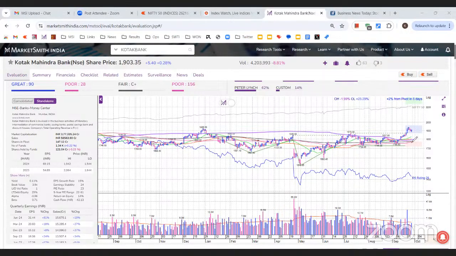The moving average lines which are plotted here are simple moving averages and not exponential moving averages. You can also keep exponential moving averages as well from the settings button. But for investment purpose, we advise to stick to simple moving averages. But if you are into short-term trading, you can look at EMAs, that is exponential moving averages.